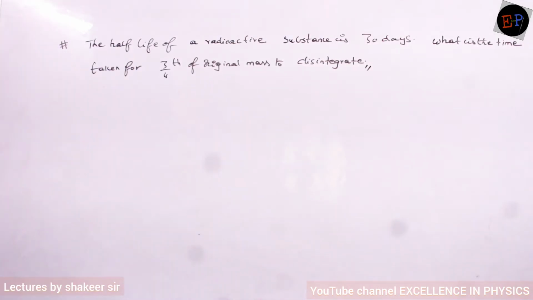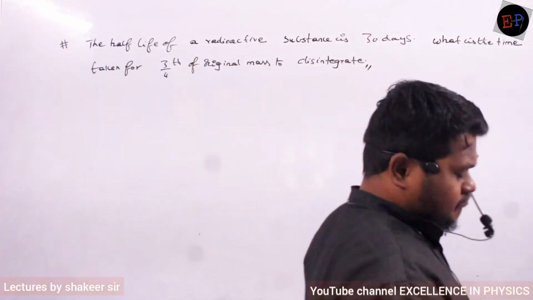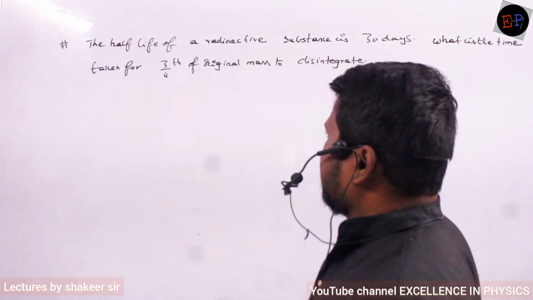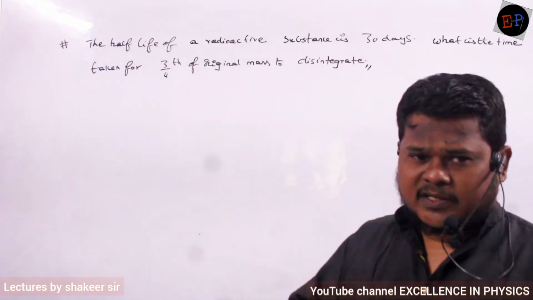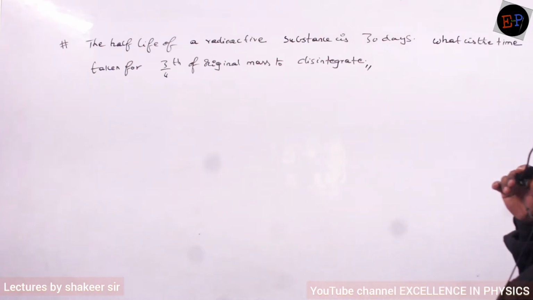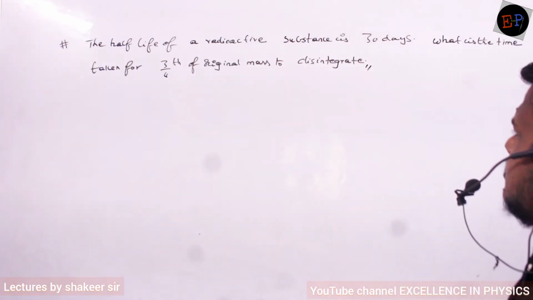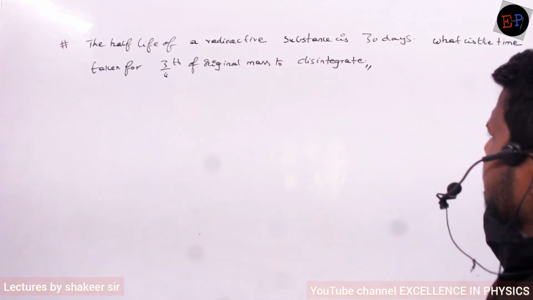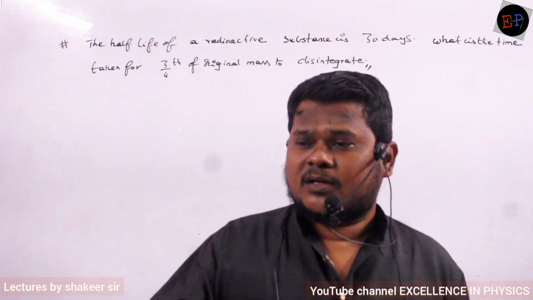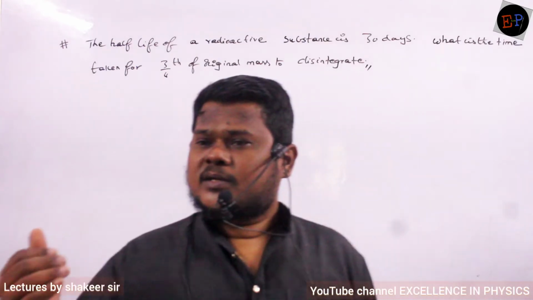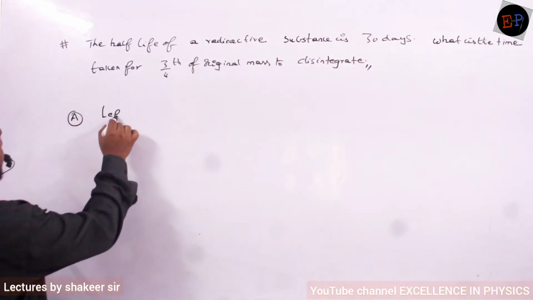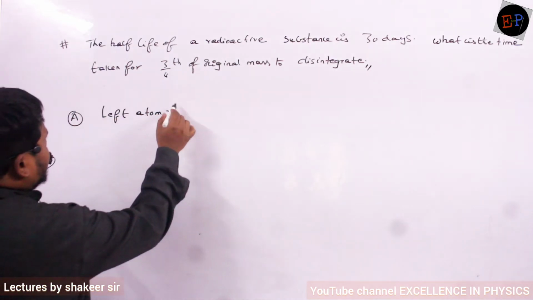Okay. So let us see this question. The half-life of a radioactive substance is 30 days. So half-life means half of the atoms disintegrate and only half will be present, and the time taken is 30 days. So what is the time taken for 3 by 4th of the original mass to disintegrate? It means 3 by 4th are the remaining atoms or the disintegrated atoms? Disintegrated atoms. That's all. So therefore left atoms are how many? 1 by 4th is the fraction.